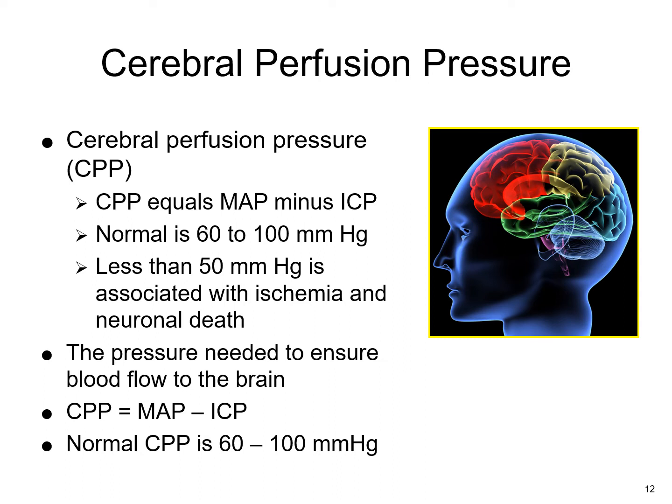As the CPP decreases, autoregulation fails and cerebral blood flow decreases. A CPP of less than 50 millimeters of mercury is associated with ischemia and neuronal death. A CPP of less than 30 millimeters of mercury results in ischemia and is incompatible with life.